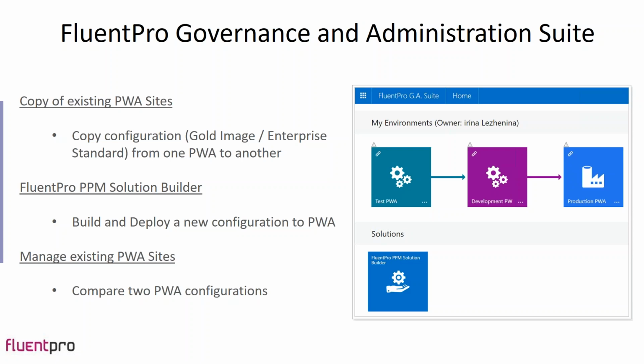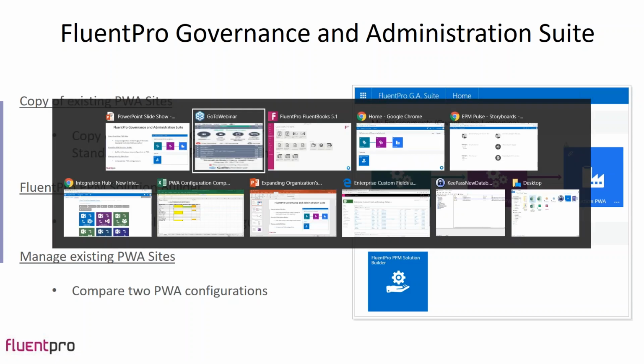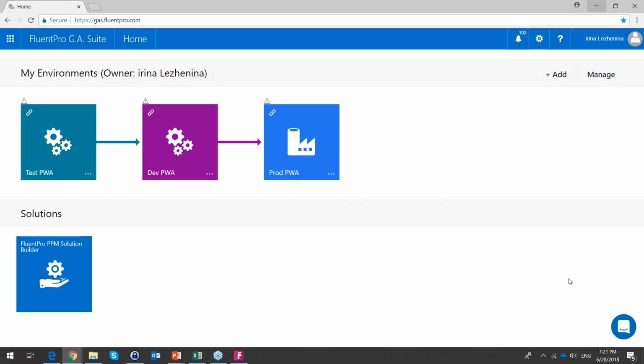So let's review. I will open G Suite and we will review the first scenario. If you have already created new PWAs and you need to populate the gold image to different PWAs, for example, let's say I already have the test PWA that I'm working with, and to create more PWAs with the same configuration, I can use G Suite.